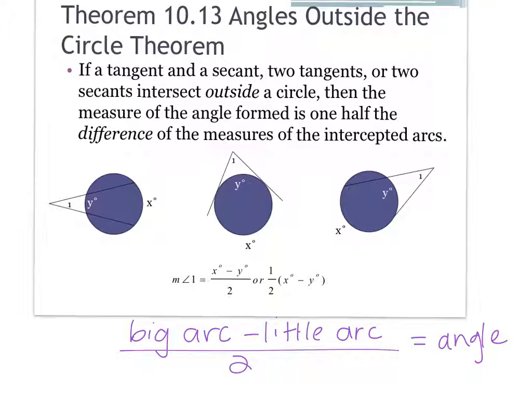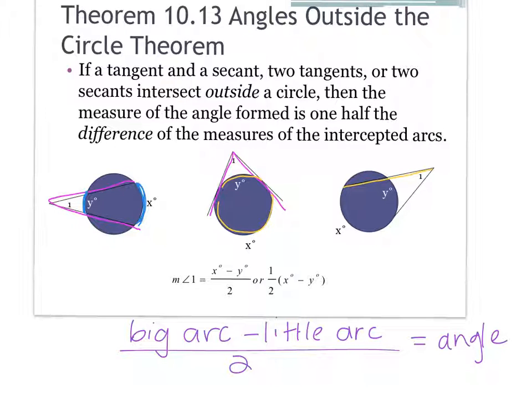Oh, those are degrees. Yeah. So the one on the left would be 2 secants. So to find angle 1, I would find the measure of this arc, subtract from it the measure of this arc, and then divide by 2. These are 2 tangents. Same process. I would do big arc minus little arc divided by 2.